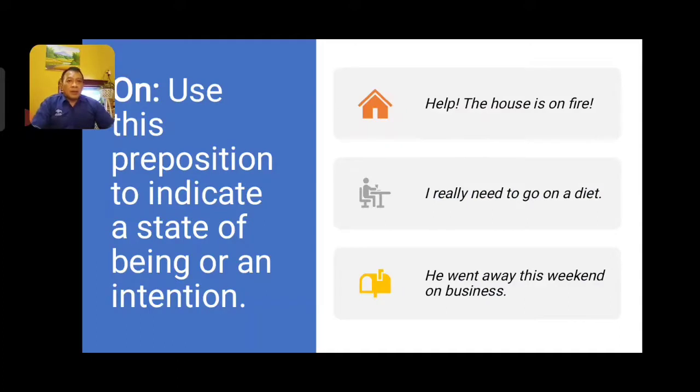Now let's talk about the preposition on. Use this preposition to indicate a state of being or an intention. For examples, like: help, the house is on fire. I really need to go on a diet. He went away this weekend on business.